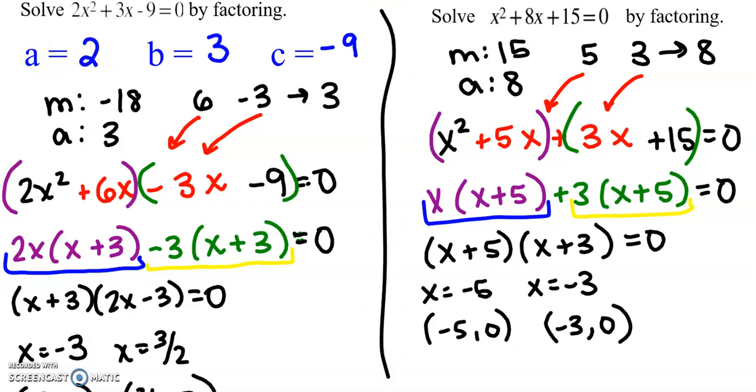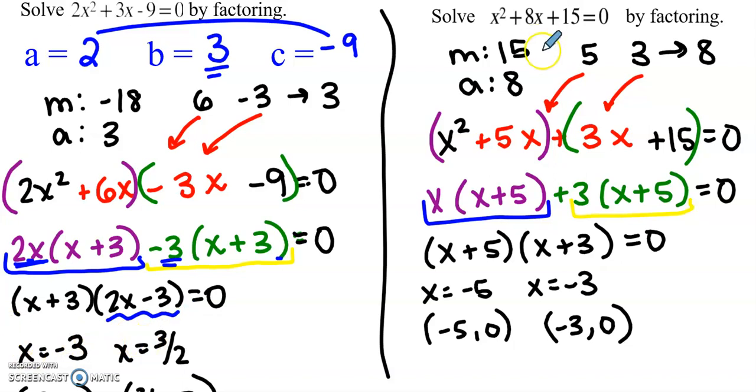I need to multiply to negative 18, which I did here, and add to positive 3. So I came up with 6 times negative 3 gives me negative 18, and 6 plus negative 3 gets me 3. So I split the middle term into 6x and negative 3x. Then I grouped the things in purple, factored out a 2x, grouped the things in green, factored out a negative 3. Now what I notice is x plus 3 is in both this blue term and this yellow term. So I can factor that out, and I'm left with 2x minus 3, which is what goes here. Set those each equal to 0 using the zero product property.